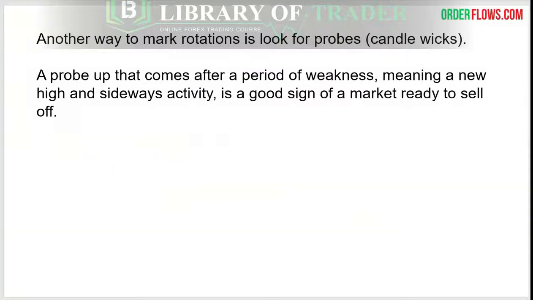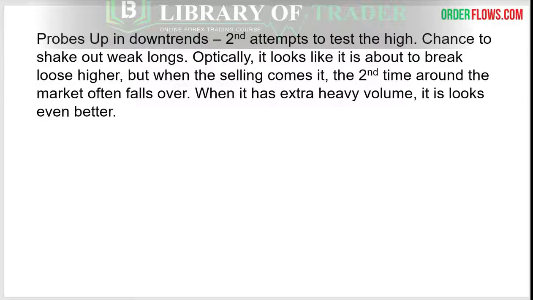Now, another easier way to mark rotations is to look for probes. It's what I call a probe. It's basically a candle wick, and a probe up that comes after a period of weakness, a new high or sideways activity, is a good sign the market is ready to sell off. And in downtrends, second attempts to test a high are chances to shake out weak longs. Optically, it looks like it's about to break loose higher, but when the selling comes in the second time around, the market often falls over. And when it has extra heavy volume, it looks even better.